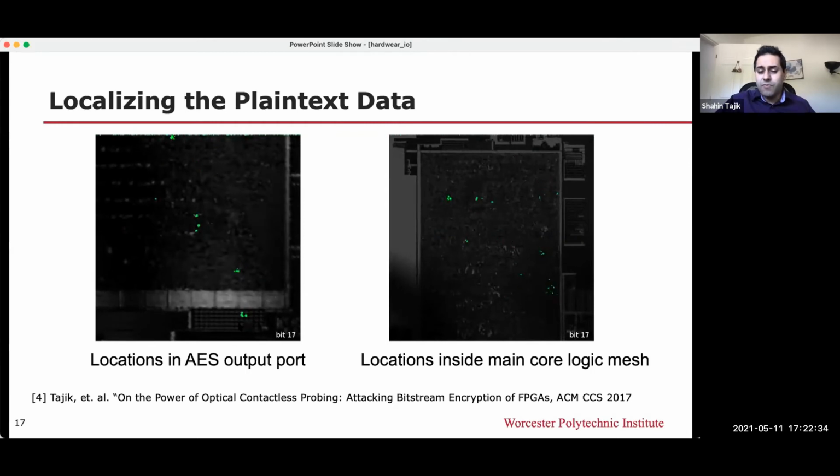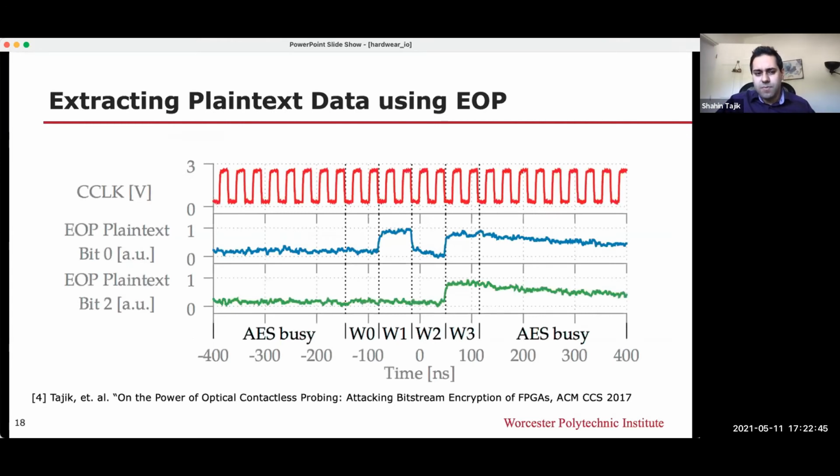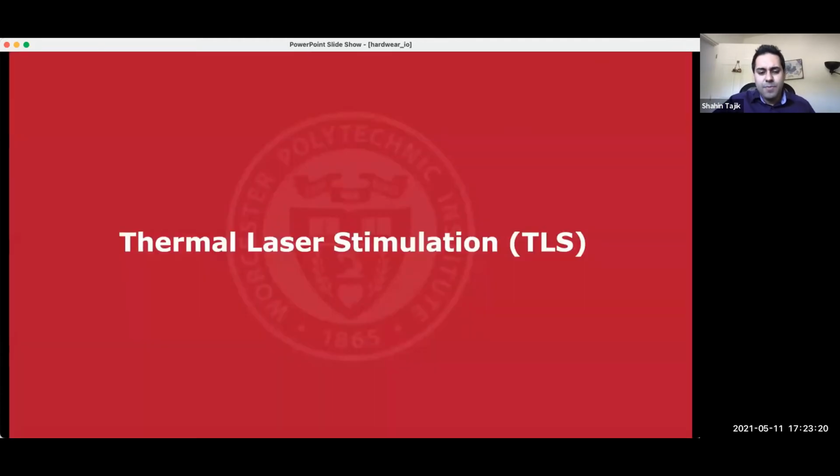If you park your laser on one of these bus buffers or bus drivers, then you can probe ones and zeros. This is, for example, bit 0 or bit 2, an example I give here. There is a period of time when the AES decryption engine is busy, and then it sends out the plaintext information. If you wait on the corresponding bit addresses, you can probe the ones and zeros. After that part of the bitstream is decrypted, the AES becomes busy again to decrypt the next partition of the bitstream. So that was an example of how to localize this kind of bus and probe the plaintext information.